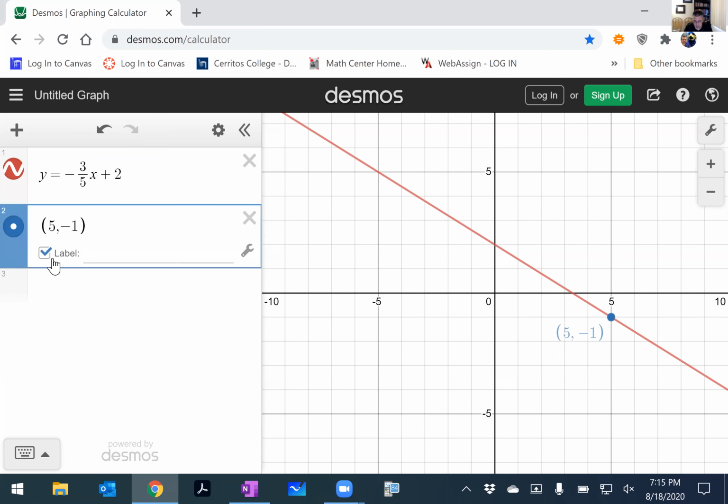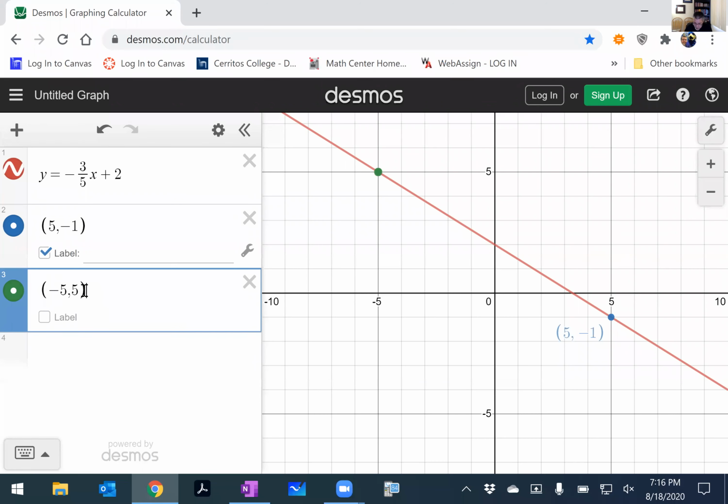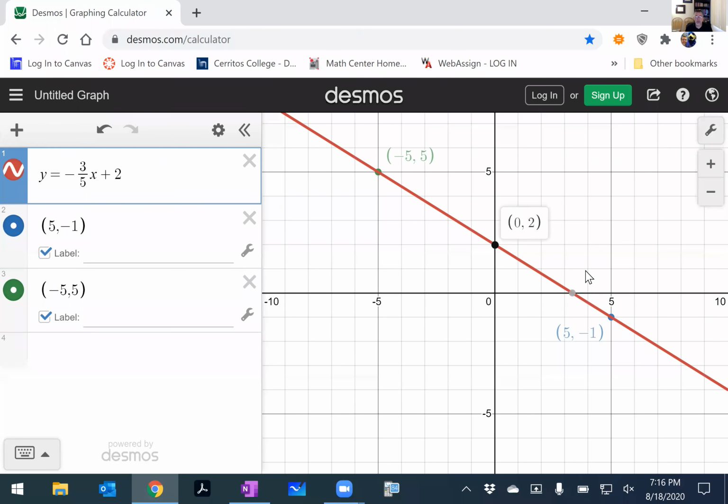Label the point. There we go, 5, negative 1. And then we could also do negative 5, 5, and see that point is also on the graph. Do you want to label that one? Sure. And so there are the 3 points that we were dealing with before, right? Good. Let me quickly put up a couple more here.